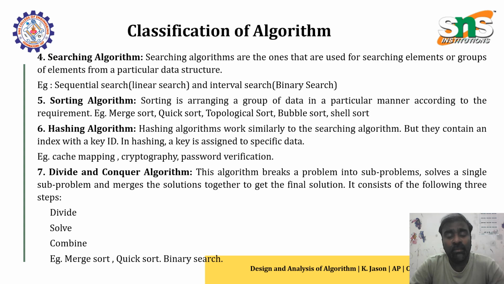Next, sorting algorithm. What is a sorting algorithm? Sorting is arranging a group of data in a particular manner according to the requirement. Based on the requirement, you have to sort it. With a number of different data, sort it, maybe in ascending order or descending order. We are well familiar with this. Hashing: a hashing algorithm works similar to a searching algorithm, but it contains an index with a key. Here we are using an index as well as a key, and based on this, hashing operations take place. Next, divide and conquer.